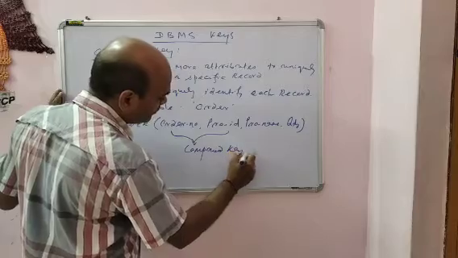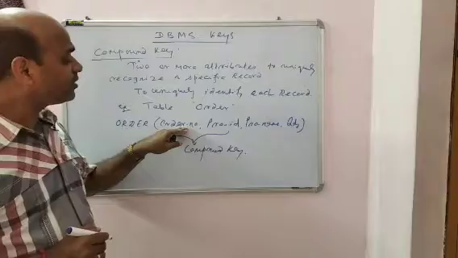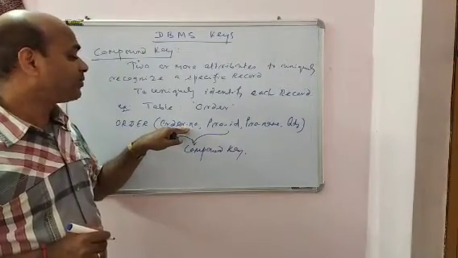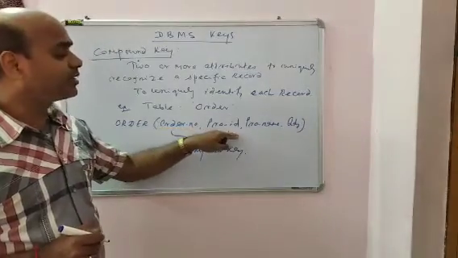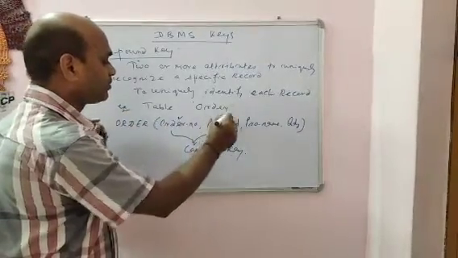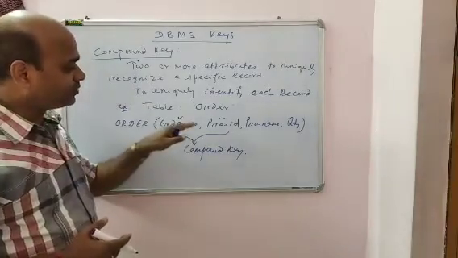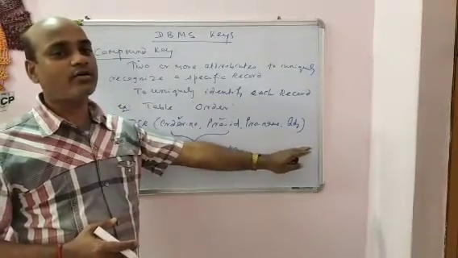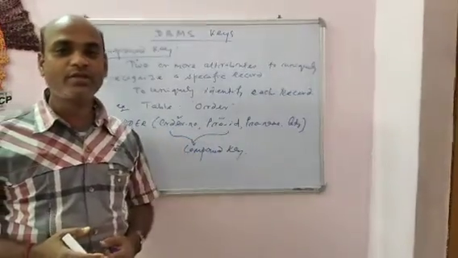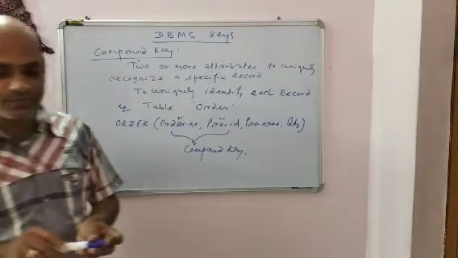These are the compound keys. Whenever a single column or single key cannot universally identify a particular record, another key helps. So this combination of two keys, order number and product ID, together identify a particular record uniquely. This combination of keys is the compound key, which is used in the table. Next one is the composite key.